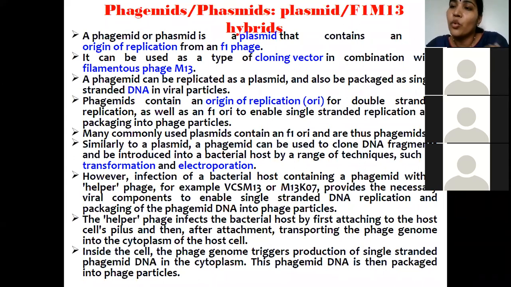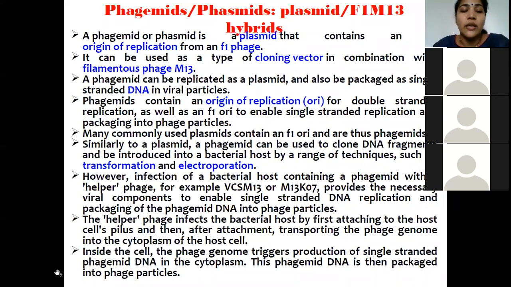So it can work as a plasmid also, it can work as a phage also. Depending on what kind of DNA construct you want to make, you will be making use of that phagocyte as a plasmid or a phage itself to make the recombinant DNA, multiple copies of the recombinant DNA.